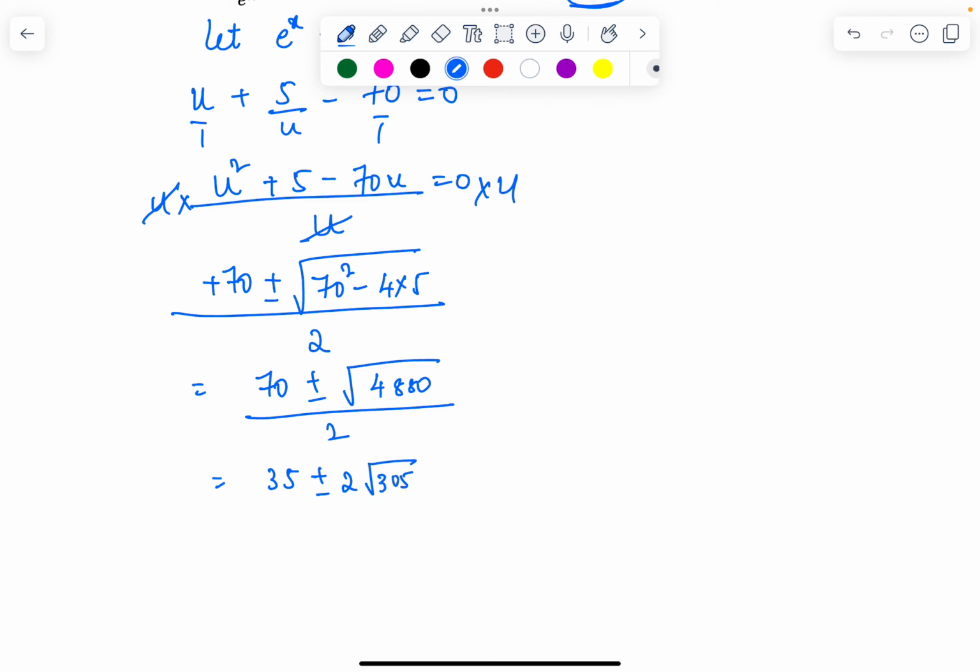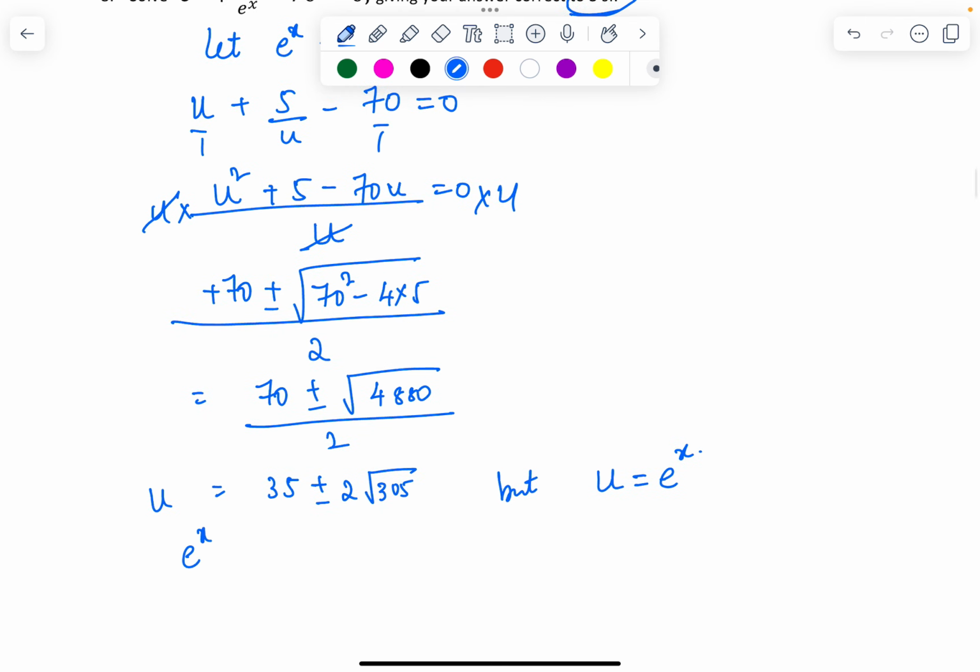But this is the value of u. But we know that u is equal to e to the power of x. So e to the power of x equals 35 plus or minus 2 square root 305. x equals ln of 35 plus or minus 2 square root of 305.